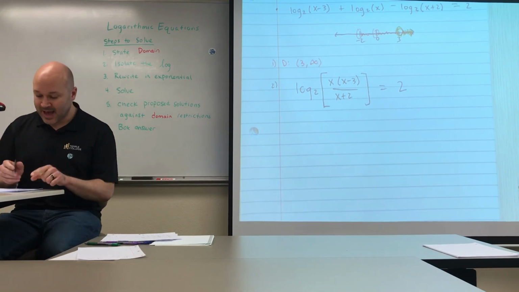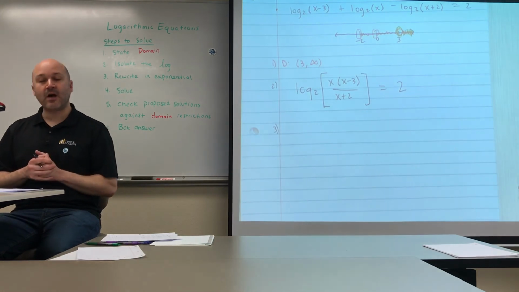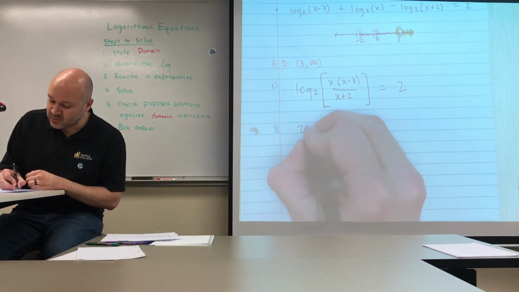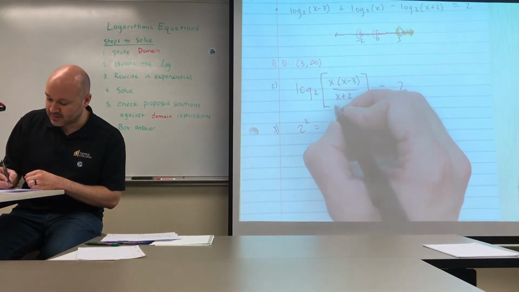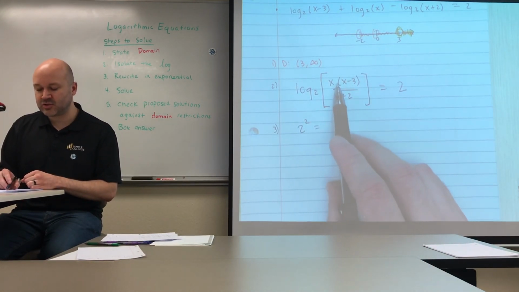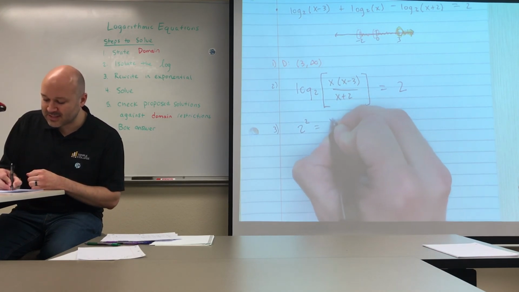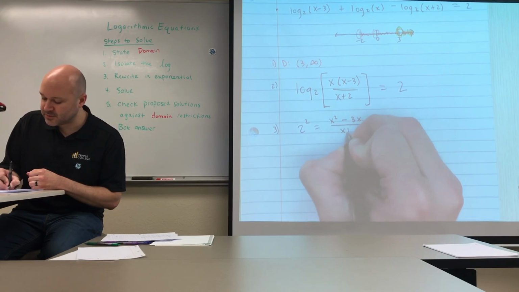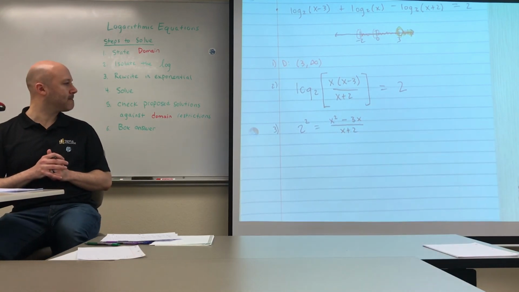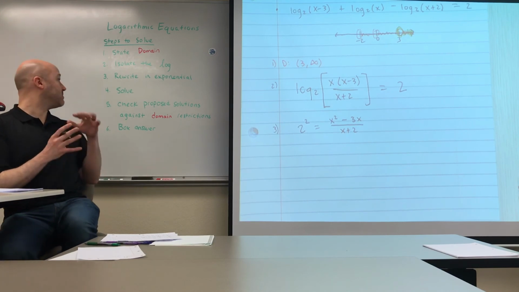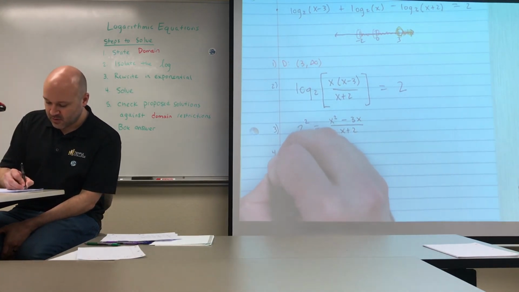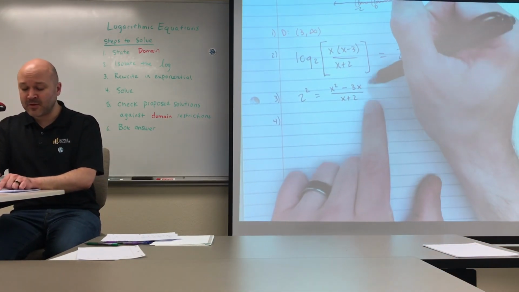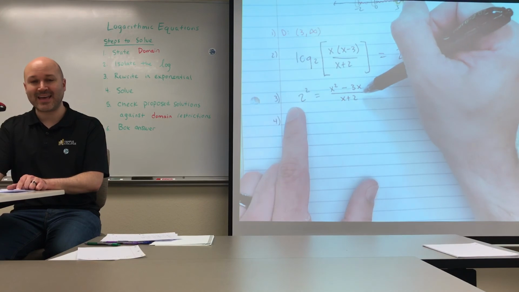I did a lot there, but if you have any questions, please see the log properties video. All right, I've isolated this thing, so I can now rewrite it in exponential form, just using the definition of a logarithm. This is 2 to the second power equaling my argument. I think I'll distribute in this step as well, calling this x squared minus 3x over x plus 2. Now I'm in this solve step. Maybe not obvious what to do, but I don't like that denominator, so I'm going to multiply both sides of the equation by x plus 2.